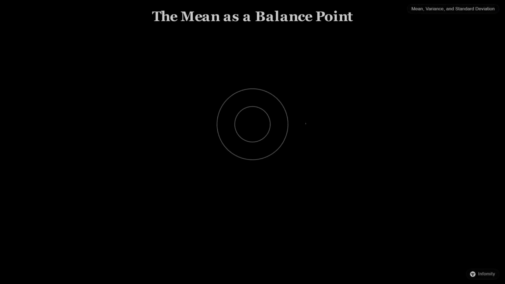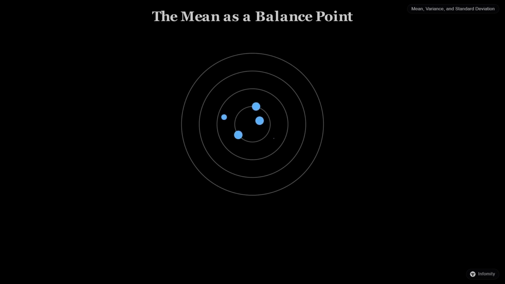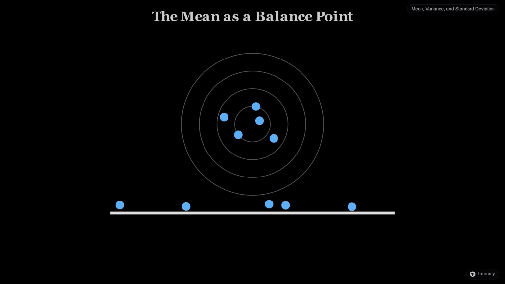Imagine an archer shooting at a target. The mean is simply the average position of all the arrows. Think of it like a physical balance point. If we placed all these hits on a wooden plank, the mean is the exact spot where you could place a pivot to keep the plank perfectly level. It represents the center of gravity for our dataset.